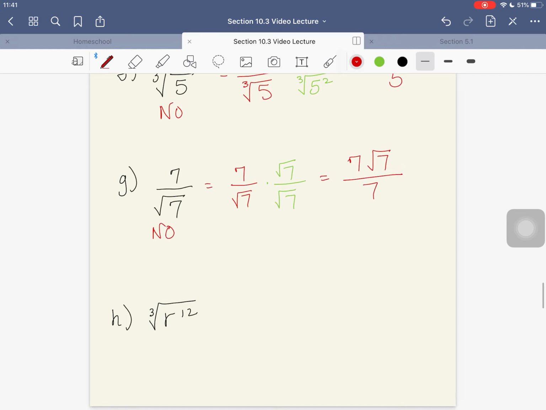And then part H, again, this is not in simplest form because we have an exponent that is larger than the index. So that is the same as r to the 4th. So that one is not simplified, but I just showed you how you would simplify it.